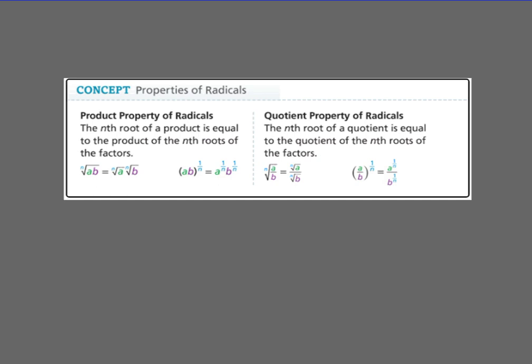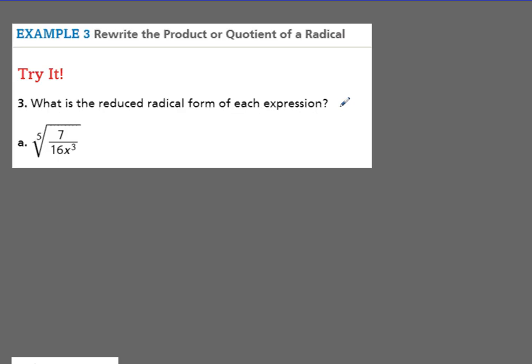So here's another concept page. Product property of radicals means you can separate the radicals. The nth root of a times b is the same as the nth root of a times the nth root of b, and that's the same thing as the fractionals. And division works the same way too. It's the same thing as we've already learned. So we're going to do a couple examples that way, and then we'll be done with this video.